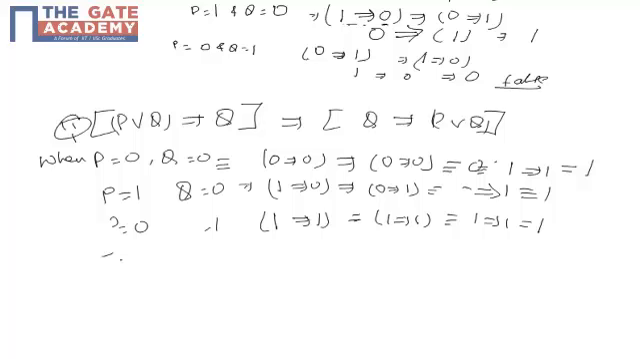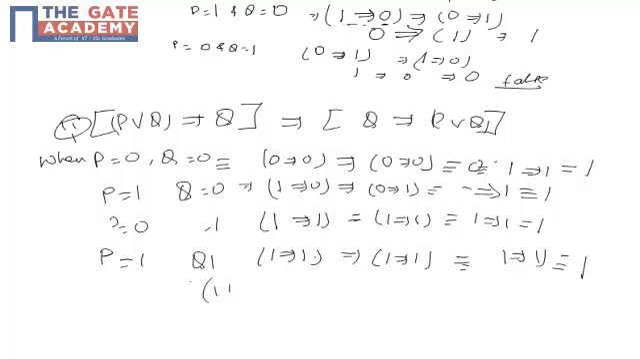And for the last case, we take P equal to 1 and Q equal to 1. So here 1 implies 1, and this one also 1. So for all the possible cases, the second is a tautology, but not the first option.